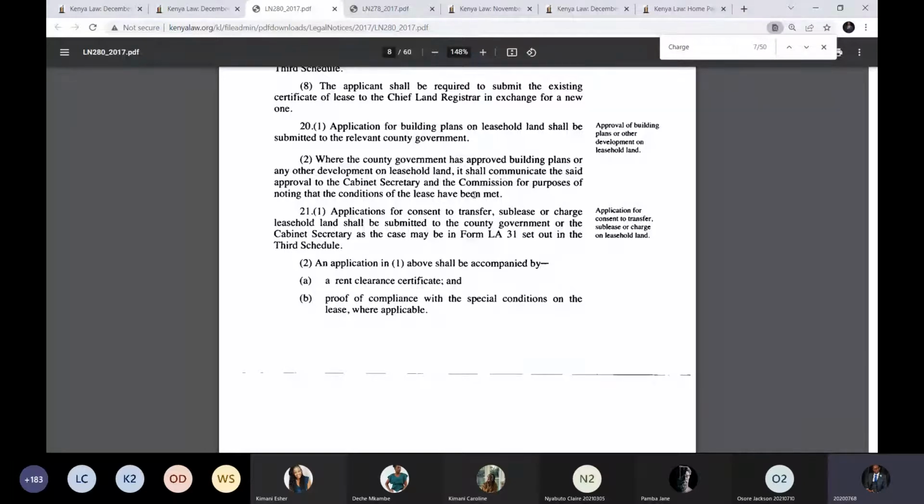After it's been transferred and it's in his name, then it's going to be charged in favor of the client bank. So up to the transfer point, it's the vendor who will have to obtain the consent. And then after it has been transferred, the charge will be done by the consent to charge. That will be obtained by the purchaser, who is Rudy.